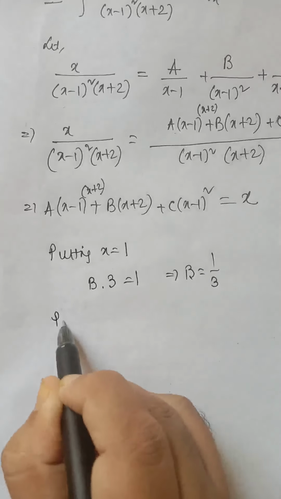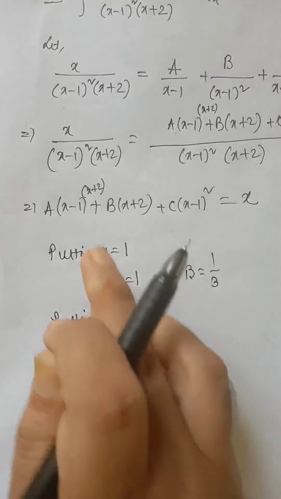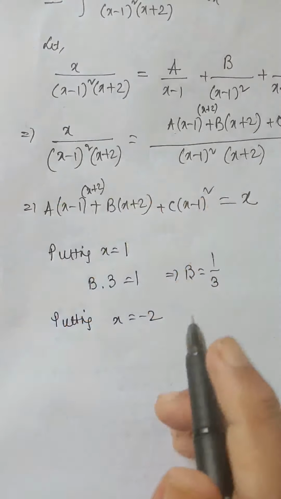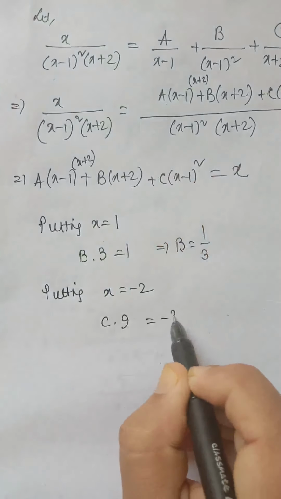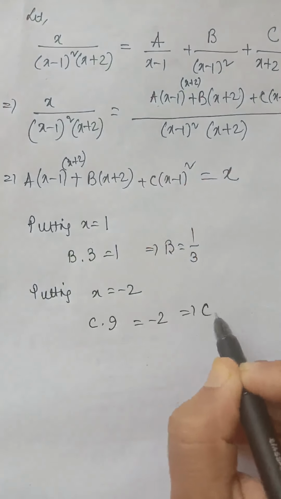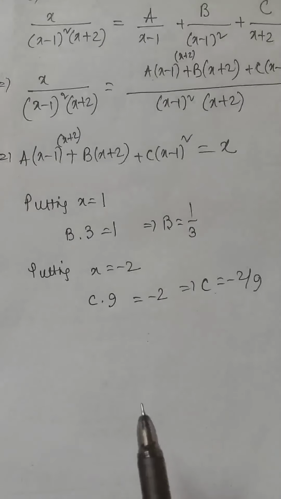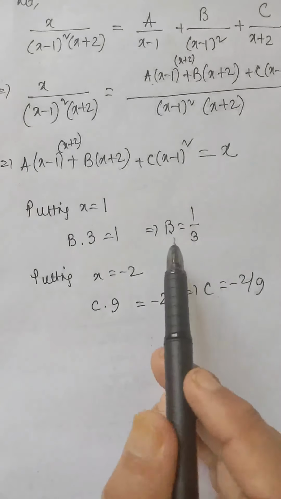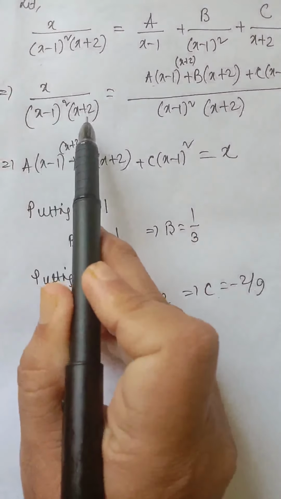If we put x equal to minus 2, this will be 0, this will be 0, and from this we will get c into 9 is equal to minus 2. From this we will get c equal to minus 2 by 9. And now we have to find the value of a also. We have calculated b and c by putting x equal to 1 and minus 2.